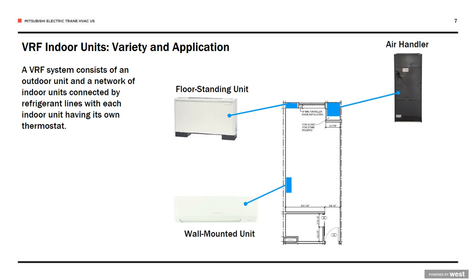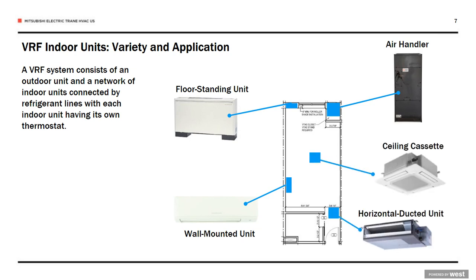The indoor units come in multiple styles, which increases the application flexibility of the technology. Indoor units can either be ductless, which means the requirement for ductwork is eliminated, or ducted, which incorporates short-run ductwork from the unit into the space requiring conditioning. Indoor unit styles, as you can see on the screen, include horizontal ducted, vertical air handlers, wall-mounted ductless, ceiling cassettes, and more, up to 11 or 12 different styles depending on the manufacturer.